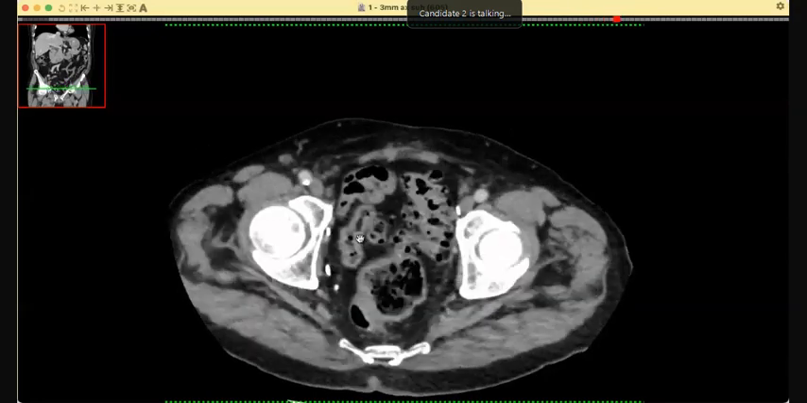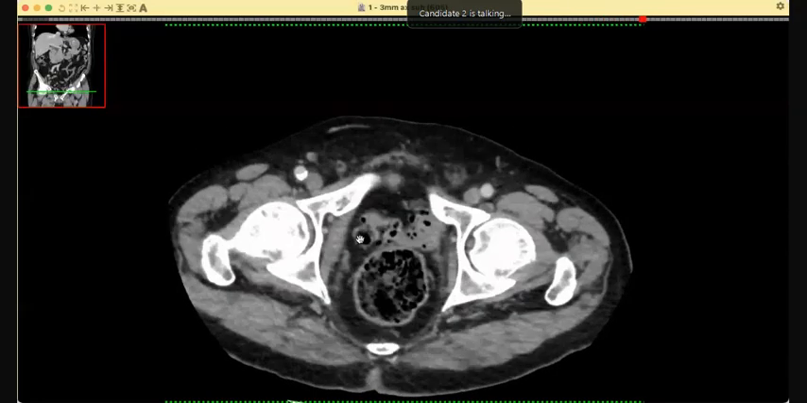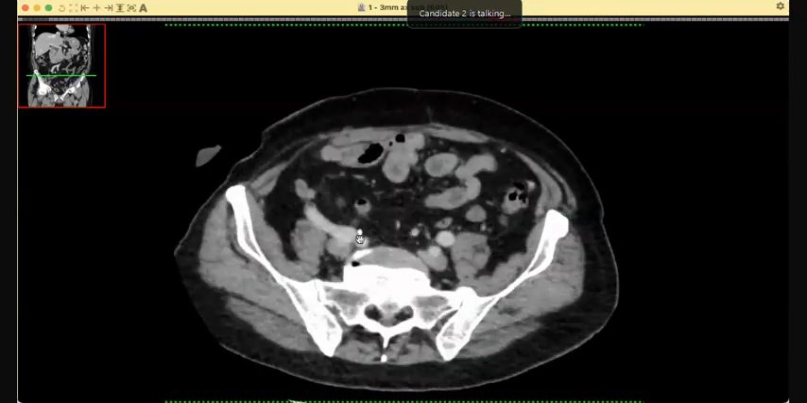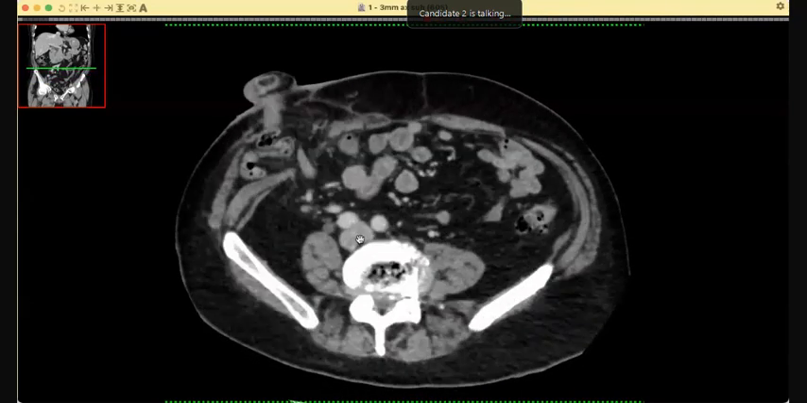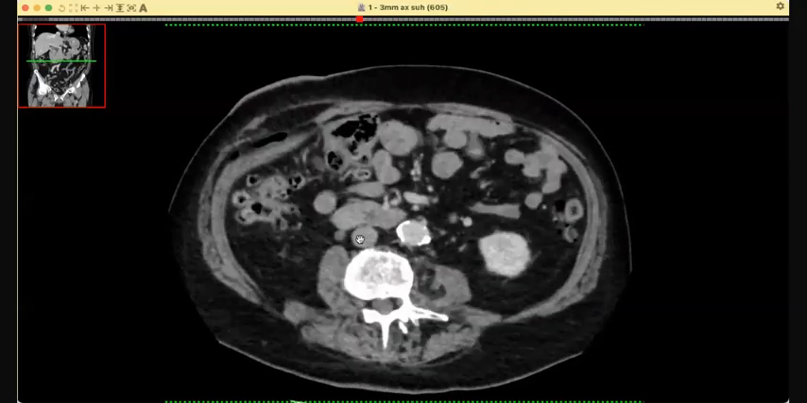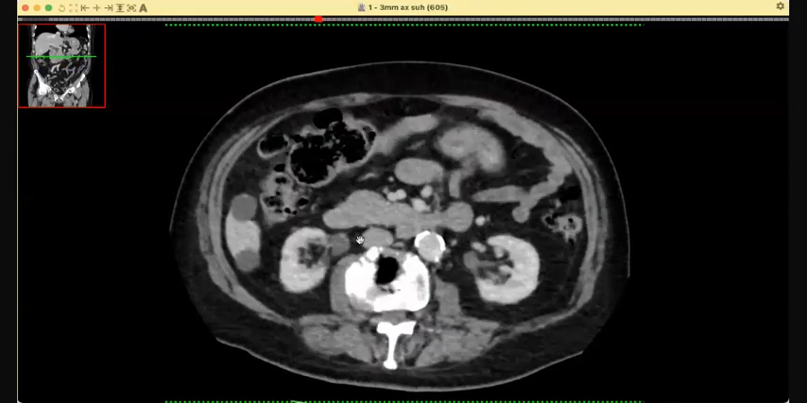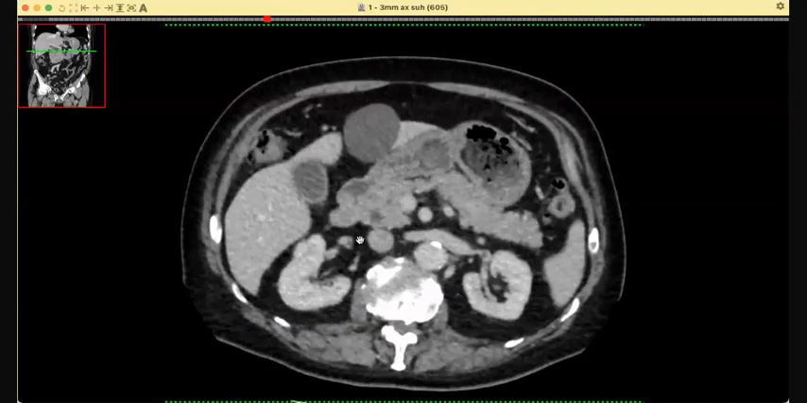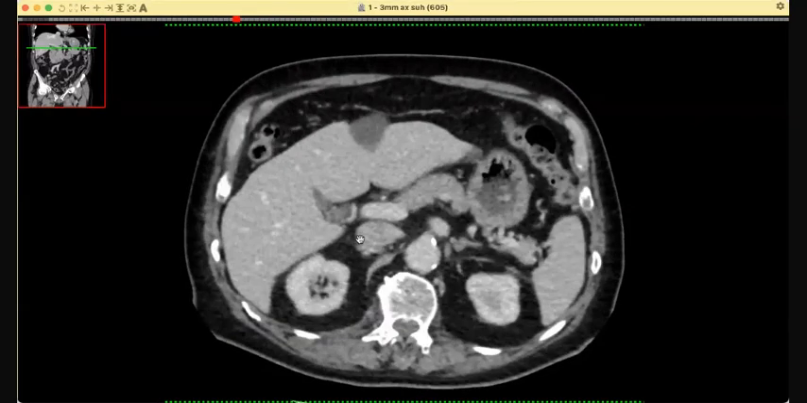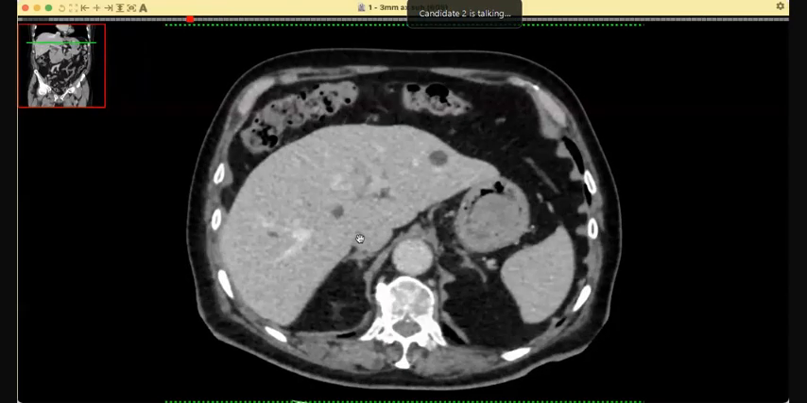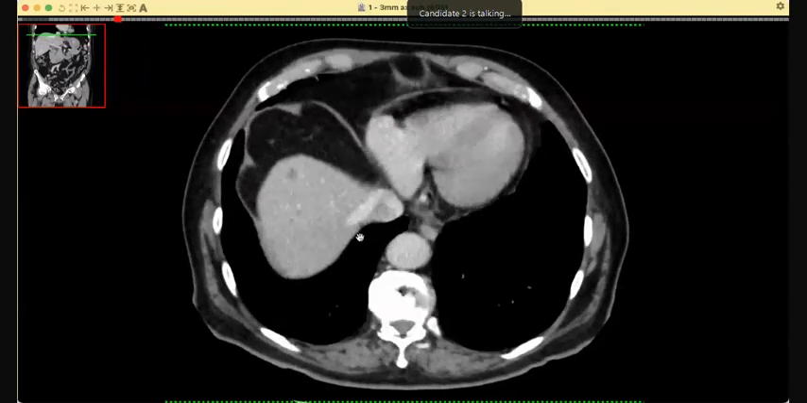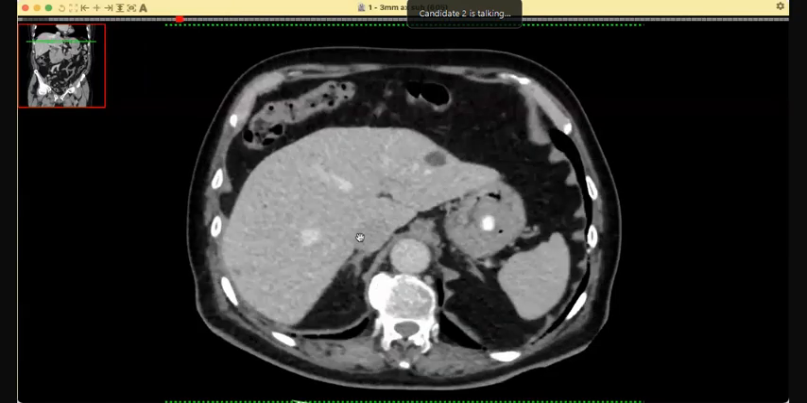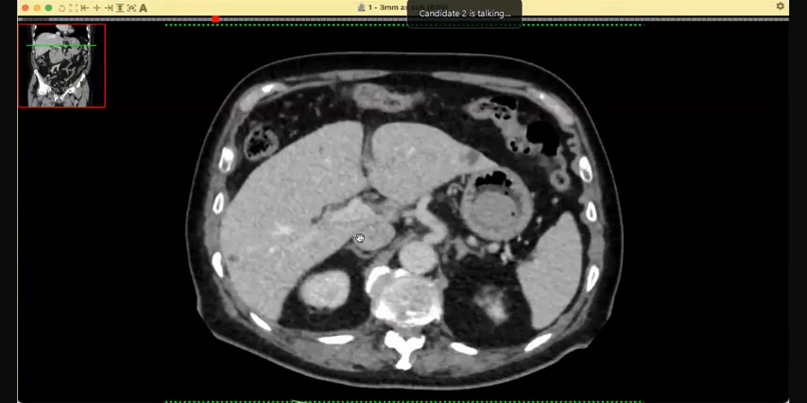With such deviation, if it was medial, I would think of retroperitoneal fibrosis. But if it's lateral, I'll be worried about a mass in the retroperitoneum. But I can't see any obvious mass there. So the deviation could be iatrogenic.